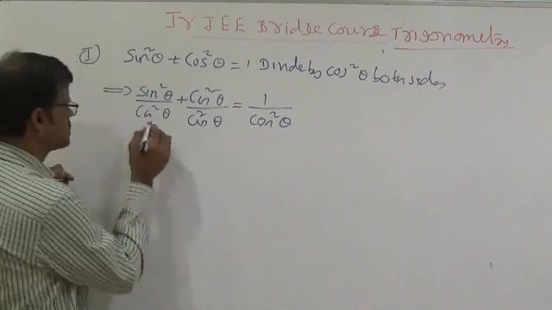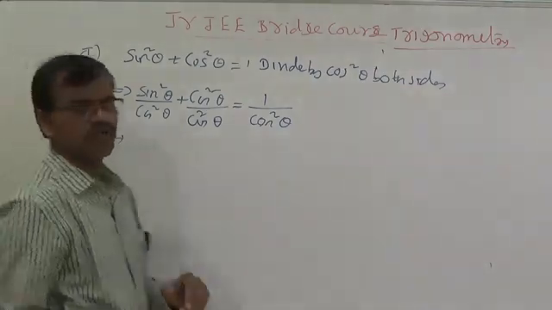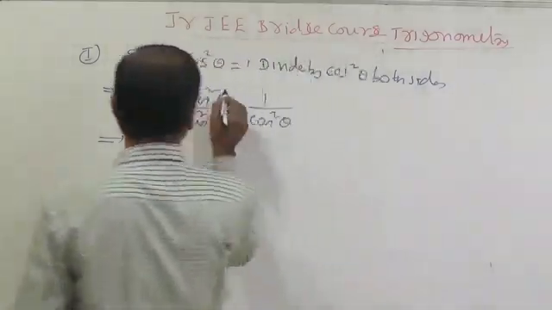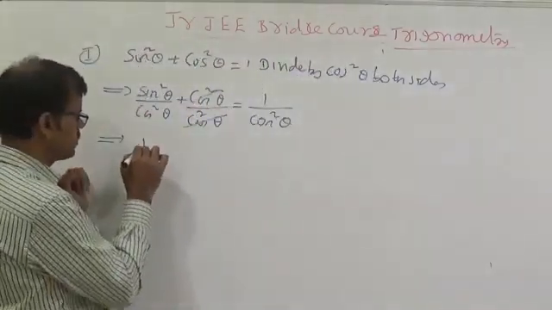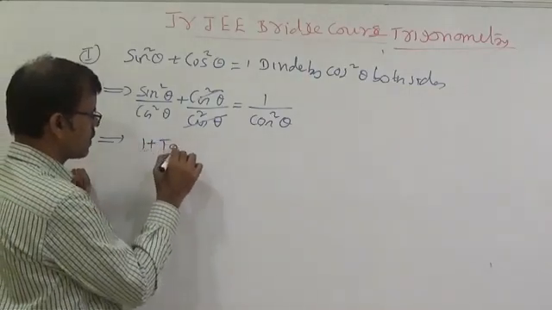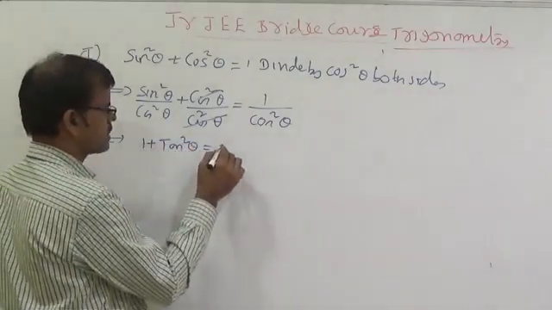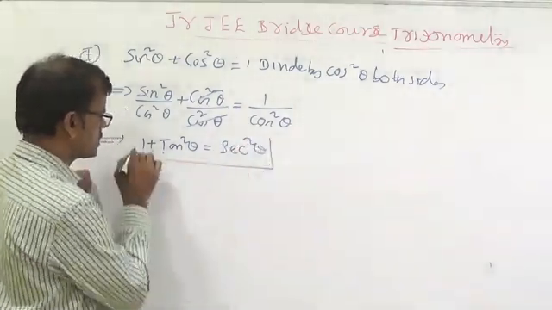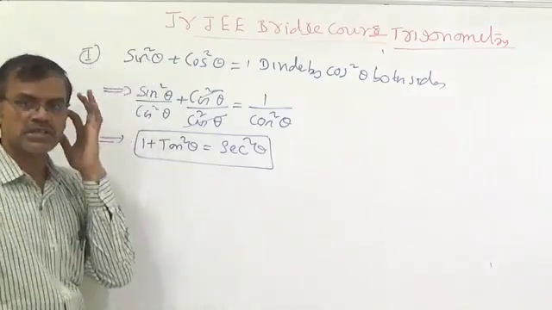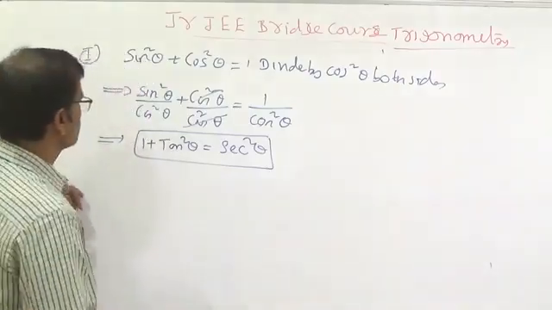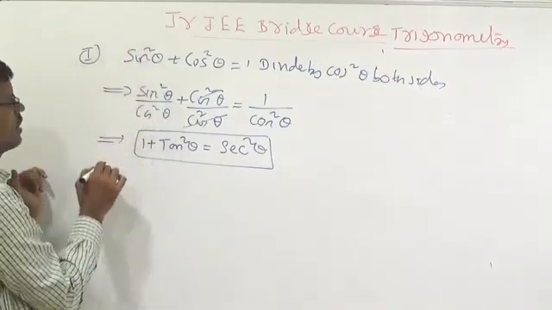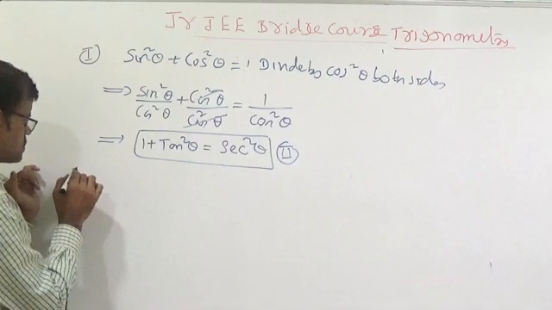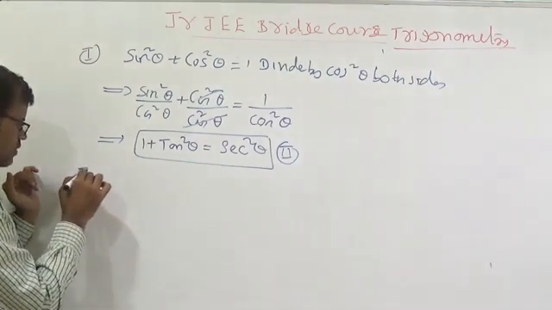That implies sin theta by cos theta, the basic concept I said, is tan, so tan square theta plus cos square theta by cos square theta becomes 1. So you can write 1 plus tan square theta, otherwise tan square theta plus 1. 1 by cos theta we had written as secant, so 1 plus tan square theta is equal to secant square theta is a formula. This is the second formula.